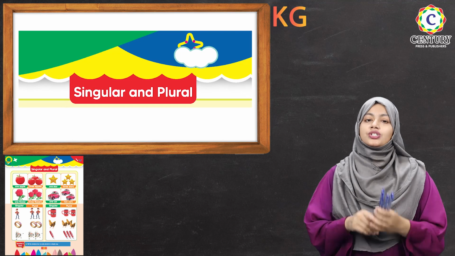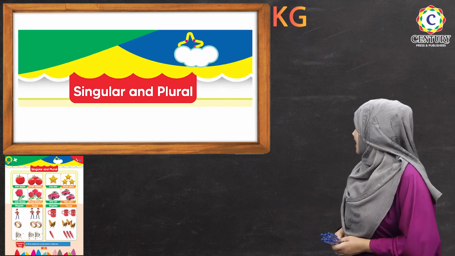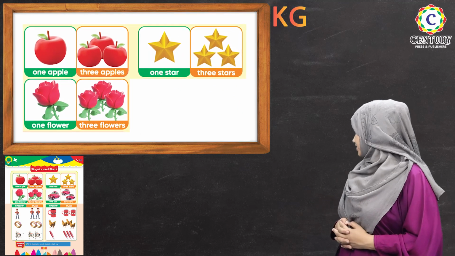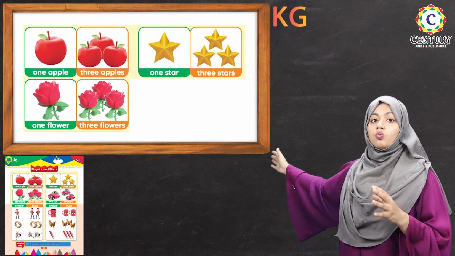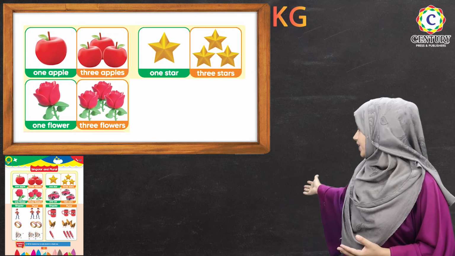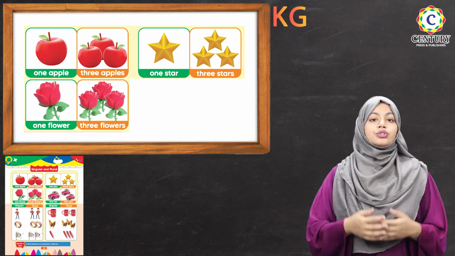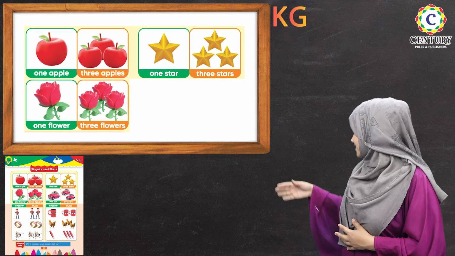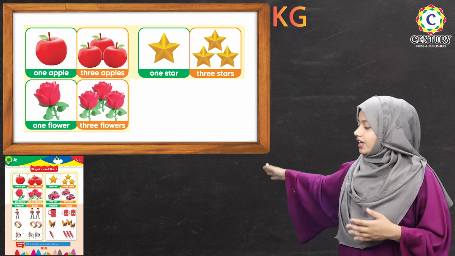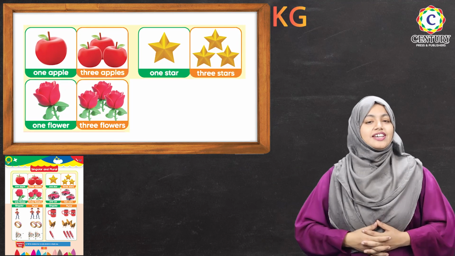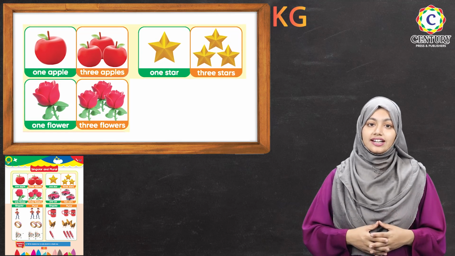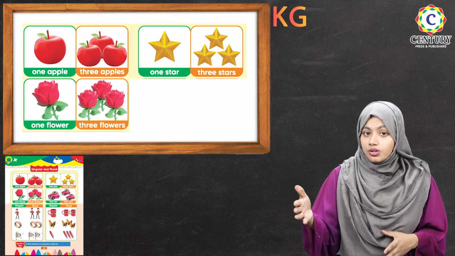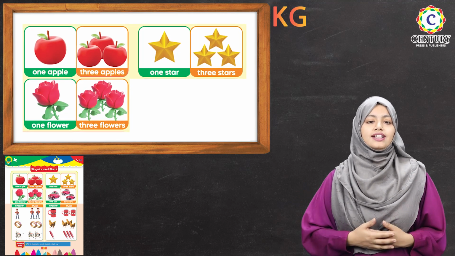Okay बच्चों, so let's see what we have on our page. So look at the picture. This is one apple and these are 3 apples. तो अब आप मुझे बताएं कि इसमें सिंगुलर कौन सा है? Yes, one apple is a singular and 3 apples is a plural. Very nice. इसी तरह you can see that there is 1 star and there are 3 stars. So 1 is a singular and 3 is a plural.